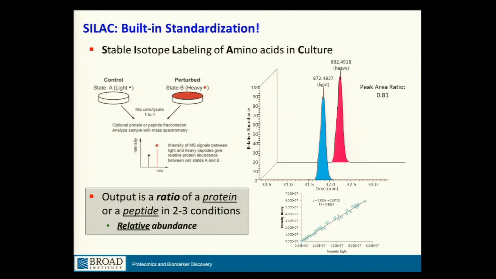Or you could do instantaneous point-to-point comparisons of every time you sampled along this peak and draw a line, and you can find the slope of that line, and that's basically the same thing. It's the ratio of heavy to light, and it's in good agreement with the area under the curve. So what you get at the end of the day is a ratio of a protein or a peptide in 2 or 3 conditions, depending on the plexity of your SILAC labeling, whether you just use heavy and light or heavy, medium, light. And you get the relative abundance among the conditions that you're comparing. That's how SILAC works.